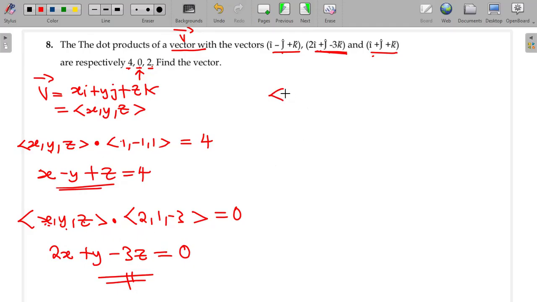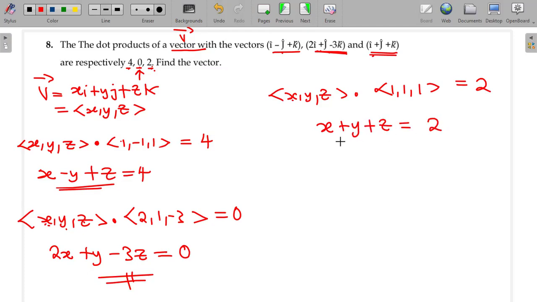My third equation will be (x, y, z) multiplied by this vector here, which is just (1, 1, 1), because the coefficients of all these are just ones. And we are told this is equal to 2. So it will be x multiplied by 1, just x plus y plus z is equal to 2. So this is my third equation. So I have a system of linear equations in 3 variables. What method can I use to solve this? You can use any. You can use substitution, elimination, or Cramer's rule. Any method can work here.